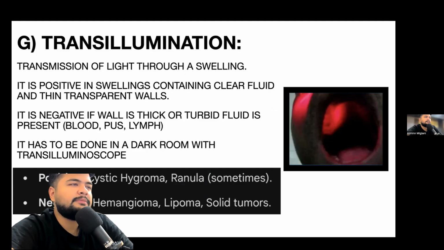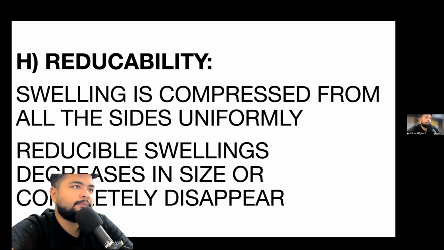Transillumination is the transmission of light through a swelling. It is positive if the swelling contains clear fluid and has thin transparent walls. It is negative if the wall is thick or turbid fluid is present, for example blood, pus, or lymph. It has to be done in a dark room with a transilluminoscope. It is positive in cystic hygroma and ranula, and sometimes negative in hemangioma, lipoma, and solid tumors.